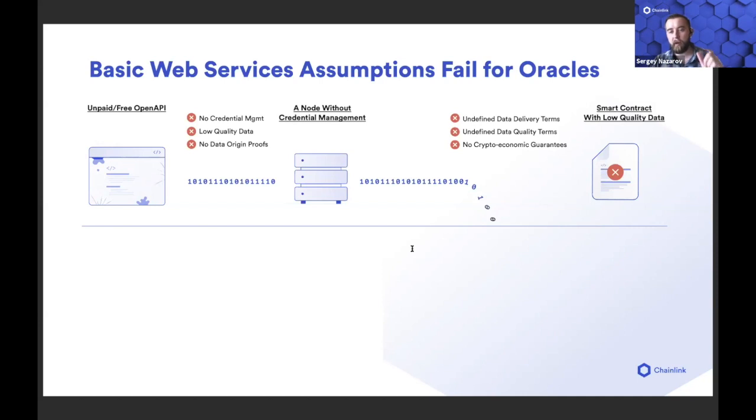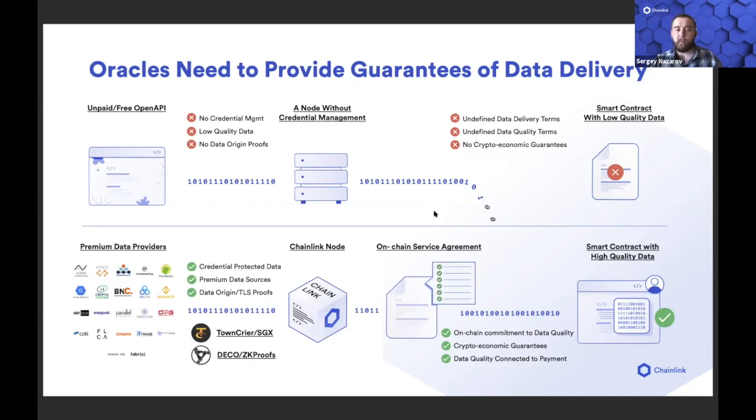It needs to provide guarantees that data came from a source, was validated in a specific way that's provable, and then guaranteeing that the data will be delivered to the contract at the level of quality, in the frequency, and over the time period.